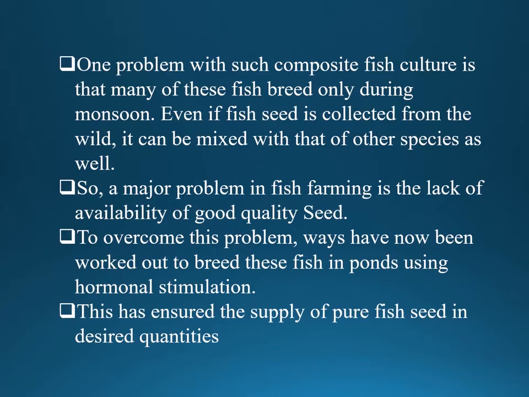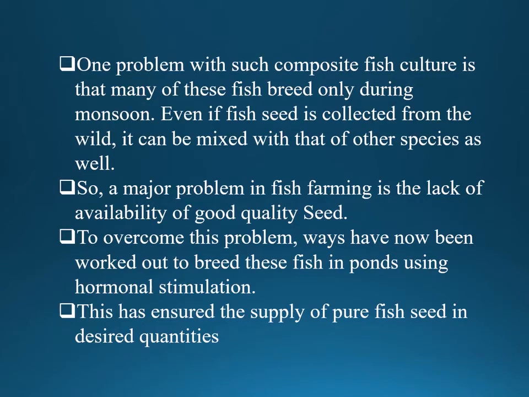So at the same time, even if fish seed is collected from the wild, it can be mixed with that of other species in the breeding season. So a major problem in fish farming is lack of availability of good quality seed. Here seed refers to young ones. The fishes are allowed, the eggs are allowed to hatch. That's seed.